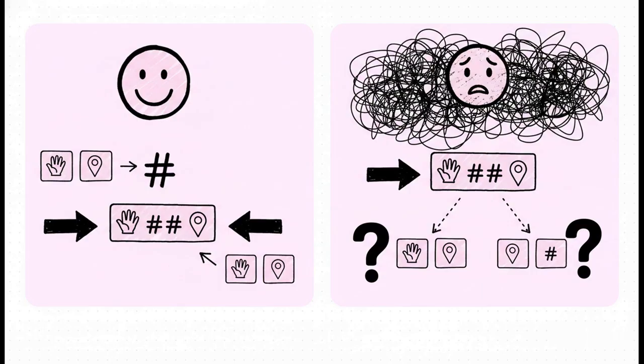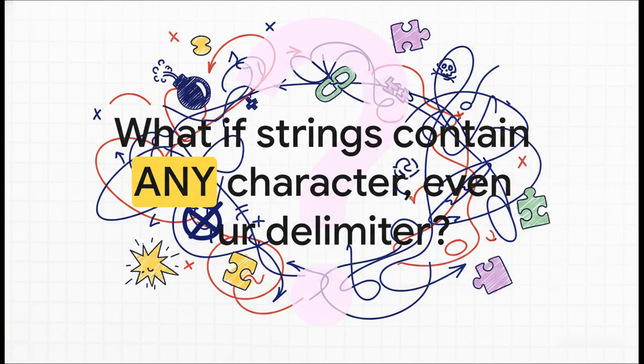Easy. But, and this is a huge but, here's where the whole thing just completely falls apart. What if one of your strings already has the delimiter in it? Now, "hi#", "there" becomes hi##there. And, well, we've got a big problem. When you go to decode this, is it "hi", "", "there", or is it "hi#", "there"? You have no way of knowing. The information is ambiguous, it's broken. And that right there is the fatal flaw.